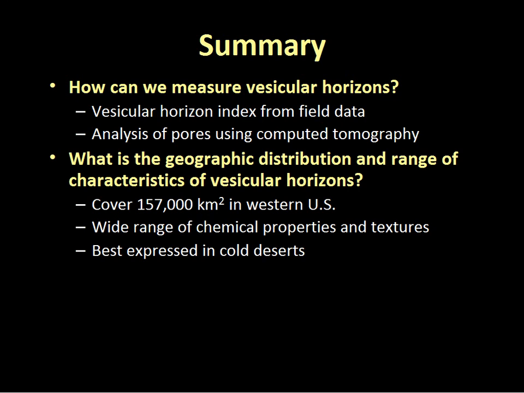The next question was, what is the geographic distribution and range of characteristics of vesicular horizons? In terms of the distribution, I found that they cover 157,000 square kilometers in the western United States. They have a wide range of chemical properties and textures, so they're not highly restricted to certain soil properties. And they're best expressed in the cold deserts relative to the hot deserts.